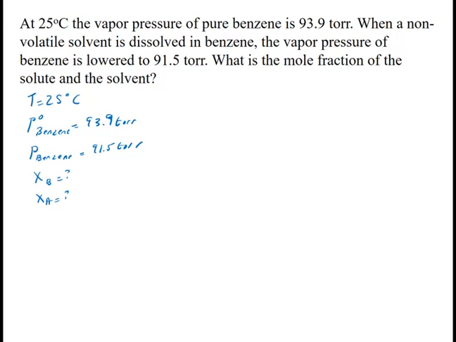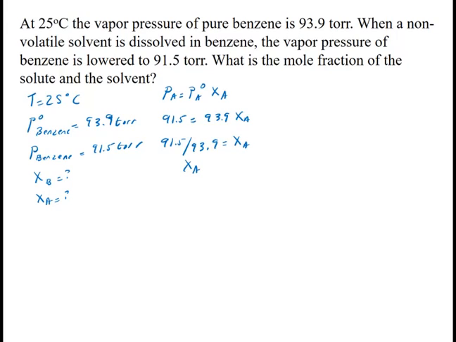Okay. So the equation for this, you could do it in multiple different ways. You could say that PA is equal to PA not X of A, in which you then plug in 91.5 is equal to 93.9 times the mole fraction of A, which is benzene. And then 91.5 divided by 93.9 is the mole fraction of A.